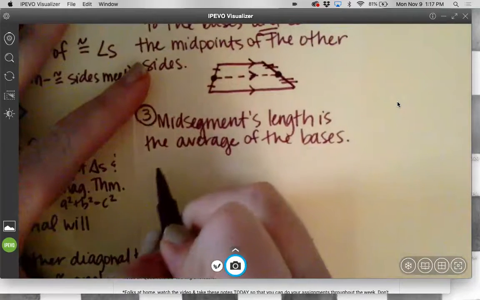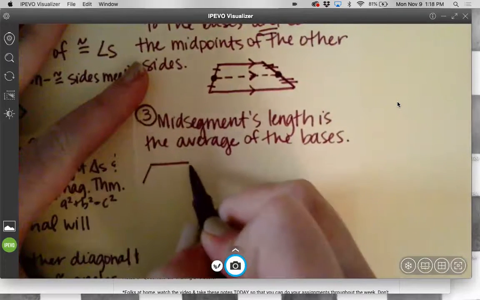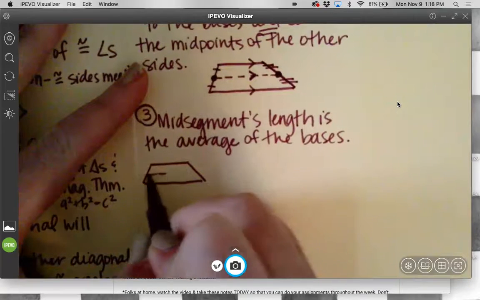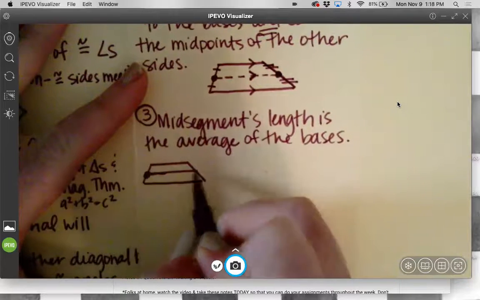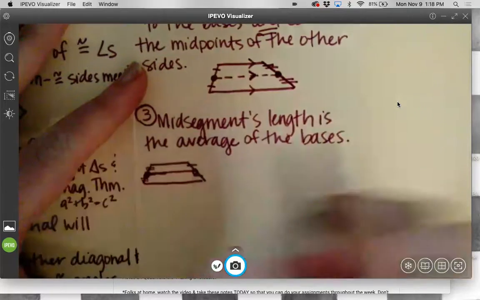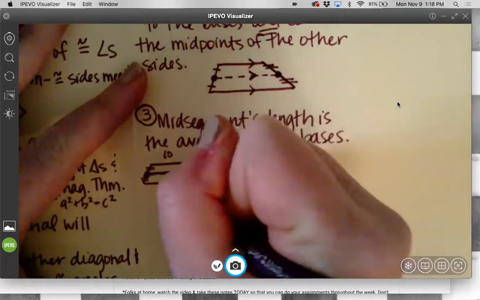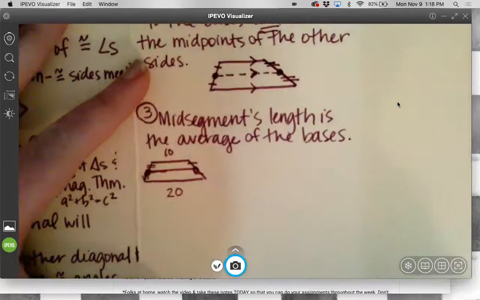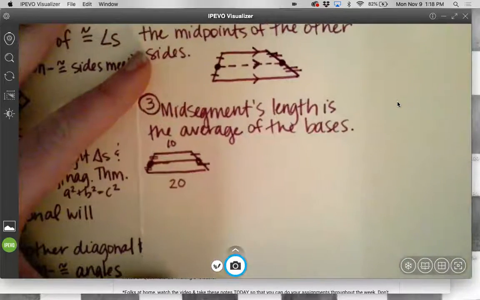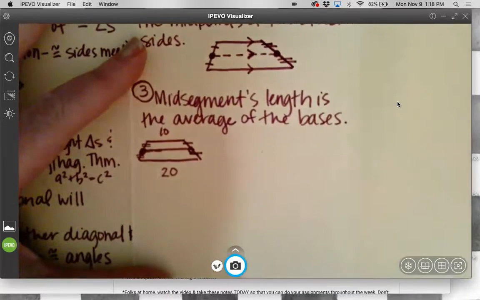So let's draw two. Draw it like that. Let's put a 10 at the top and a 20 on the bottom. And you can average 10 and 20 in your head. You don't need to write that down. But we're going to go ahead and write it down even on the simpler examples so that you understand it more thoroughly for the complex examples.